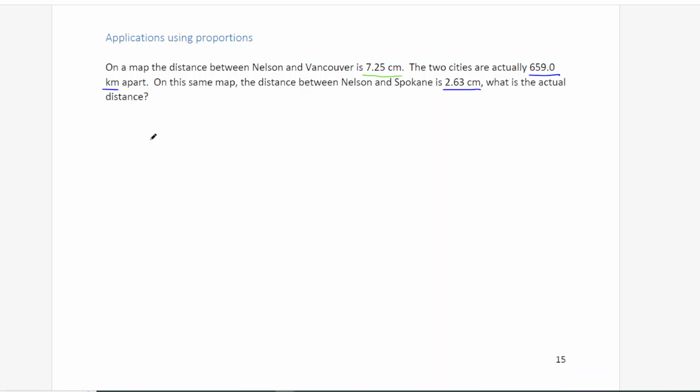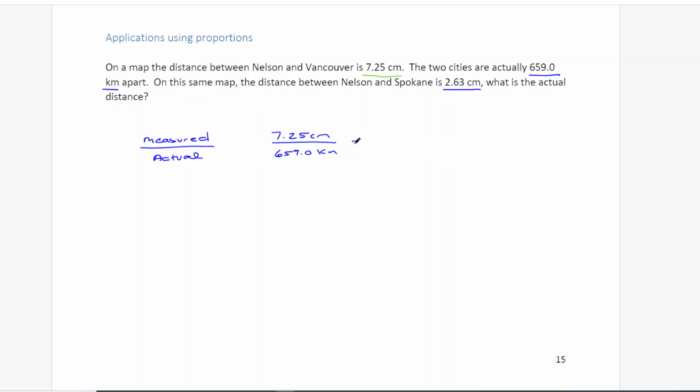So what we're going to have, and it doesn't matter, but the 2 things are a measured distance compared to an actual distance. And it doesn't matter which one goes on top and which one goes on the bottom, but they will always give you one known proportion or one known ratio. So for this one, it says Nelson to Vancouver is a measured distance of 7.25 centimeters to give you an actual distance of 659 kilometers.